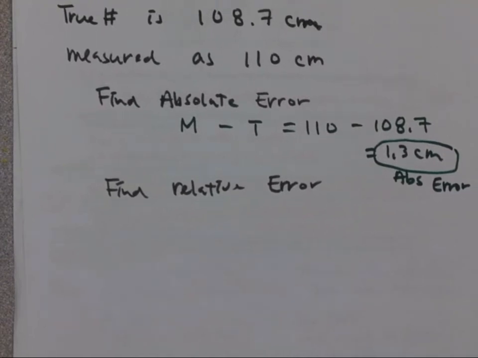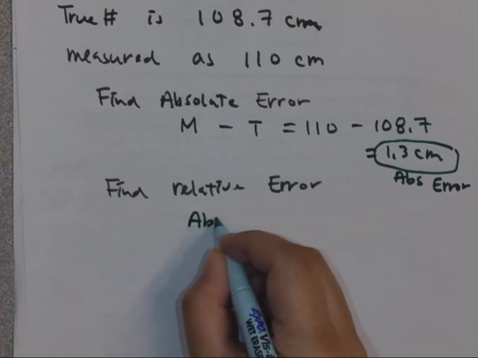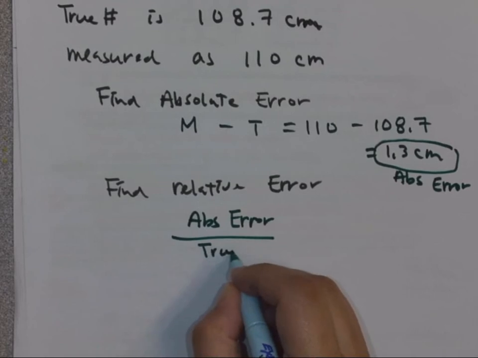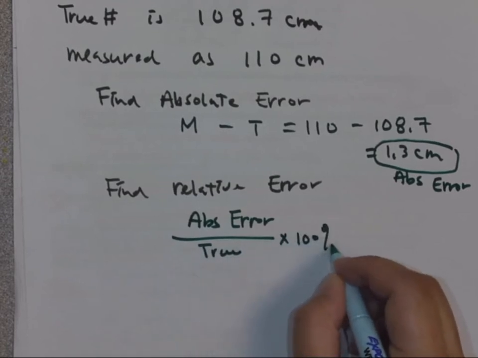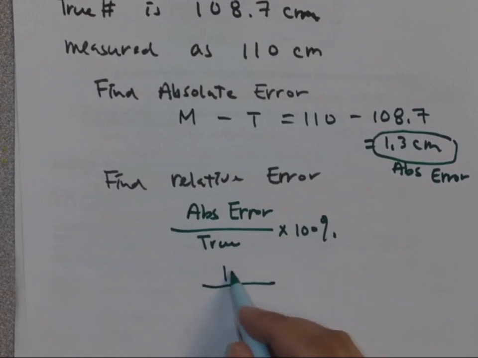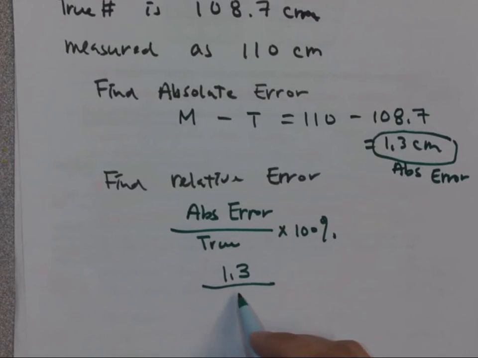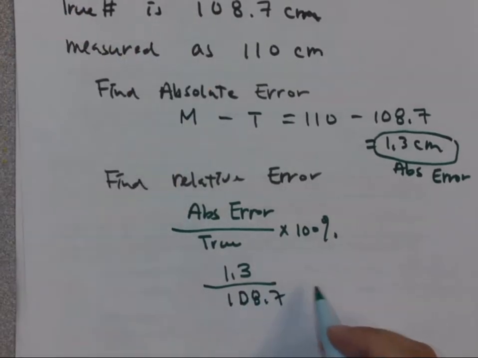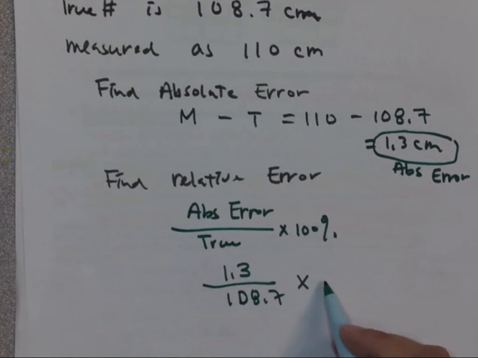So how about relative error? You put absolute error on top, divided by true value, times 100%. So your absolute error is 1.3, right? Your true value is 108.7, thank you. And then you need to multiply by 100%.